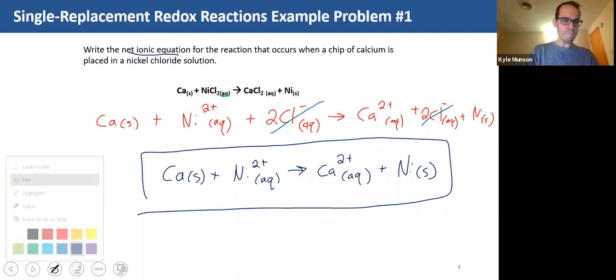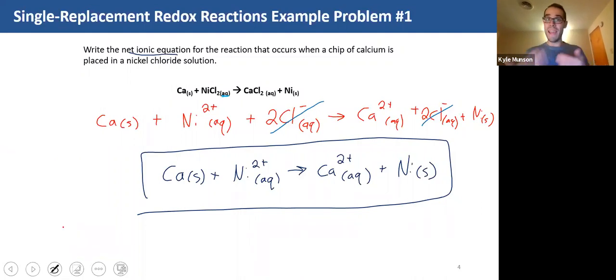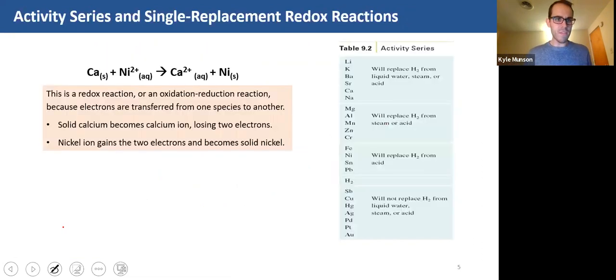All right. So again, just review to catch us up on things we've already done for single replacement reactions. Now we're just kind of building on that as we're going to see in the next slide. So what I just wrote there, the net ionic equation, is a redox reaction, or an oxidation reduction reaction, because if we got down to the particulate level, electrons are being transferred from one species to another.